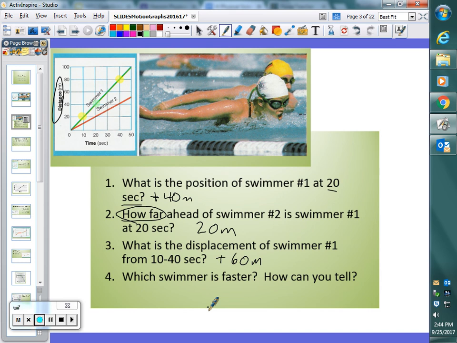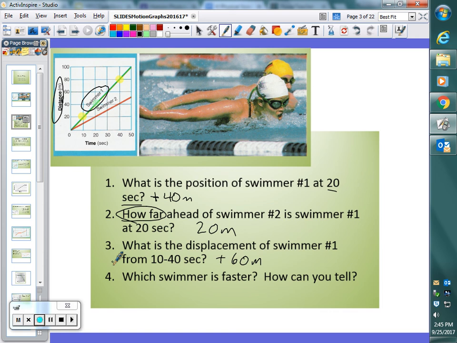Okay. And finally, which swimmer is faster? How can you tell? Well, which swimmer is faster? Swimmer number 1 is faster. How can we tell that swimmer number 1 is faster? Okay. Let's go first with just looking at the graph, right? What does this graph tell us about how far swimmer number 1 went versus how far swimmer number 2 went? Yeah, swimmer 1 covered a greater distance in that time than swimmer number 2 did, right?